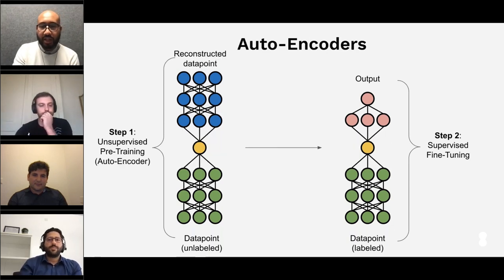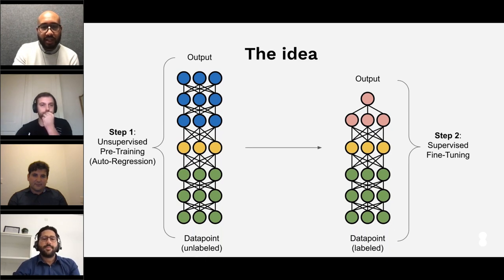Sorry to interrupt. I just have one question about this slide from the chat. In the fine-tuning stage, do we keep the weights of the encoder frozen, or do we train them as well?